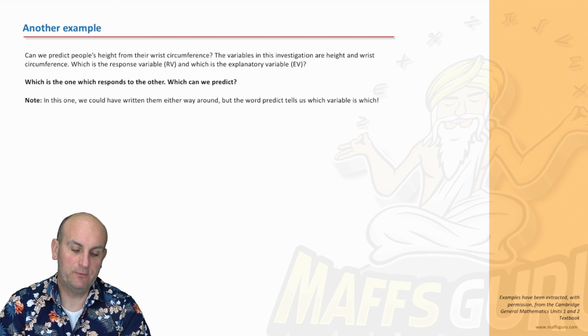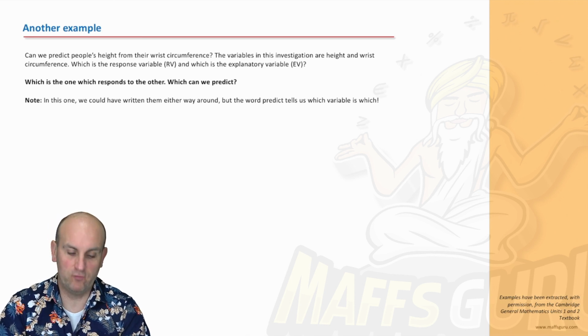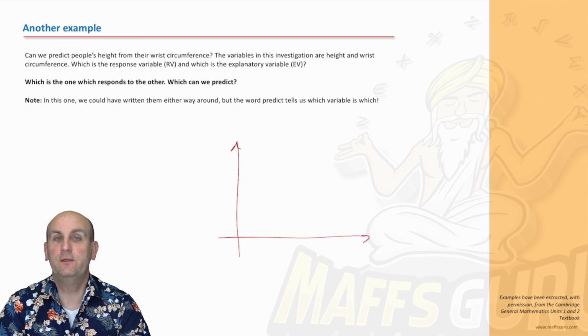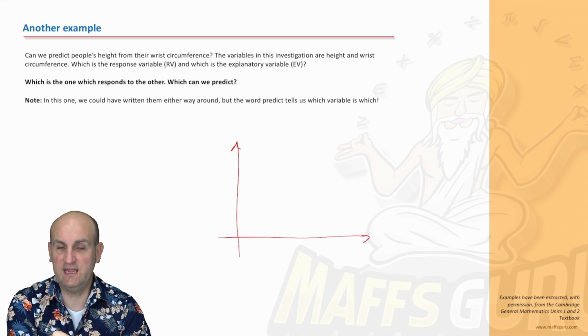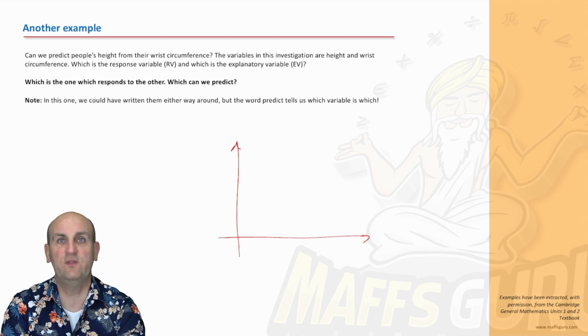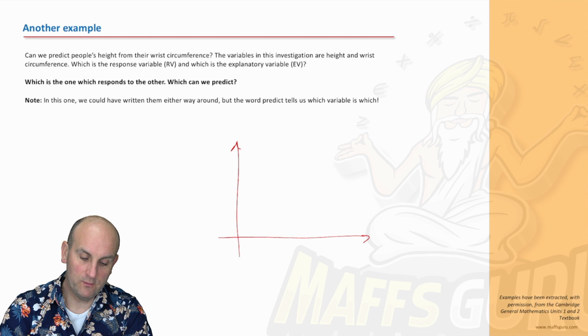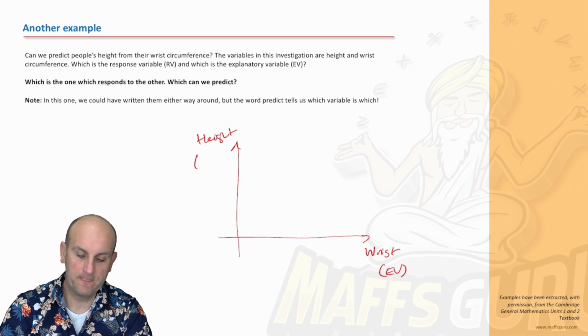Can we predict people's height from their wrist circumference? You're going to look at that and go, okay, height from wrist. Believe it or not, the important word there was predict. Whenever they give you the word predict, followed by something, that is your RV. End of. Don't worry about it anymore, because remember, the one that is vertical is the one we predict. So we now know that is going to be height, that is going to be wrist, and we would write EV and RV.